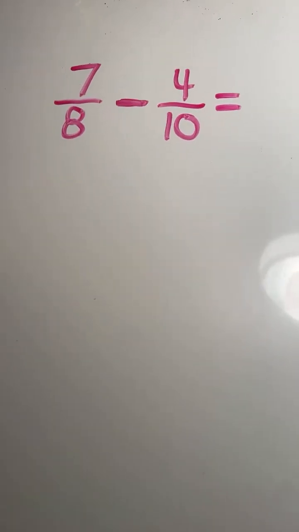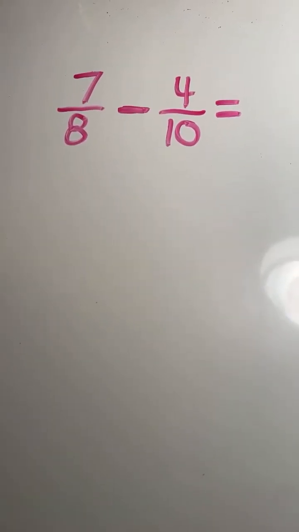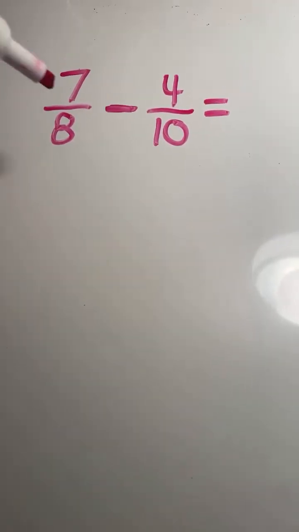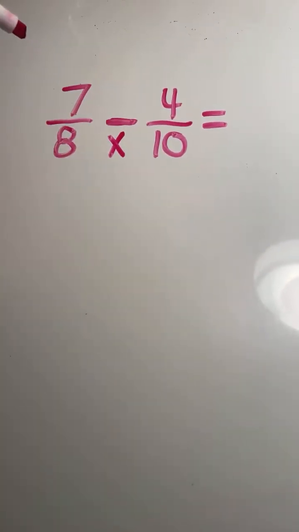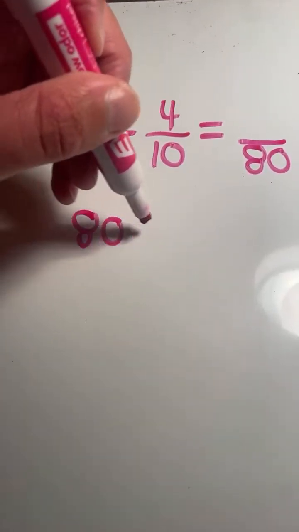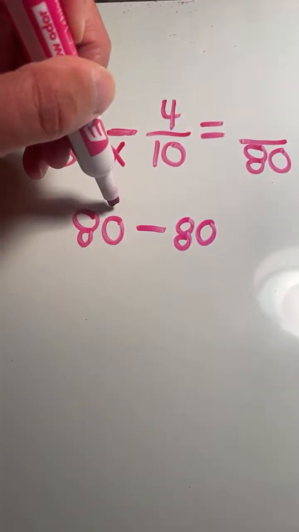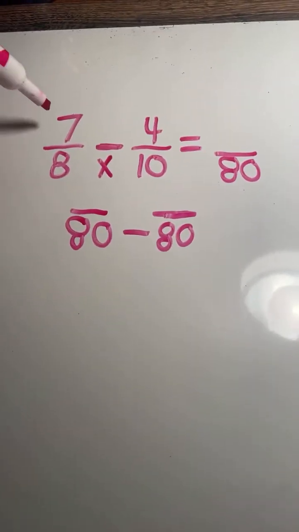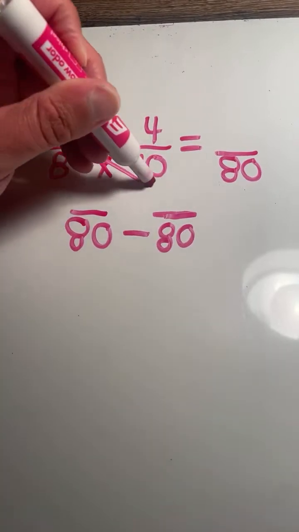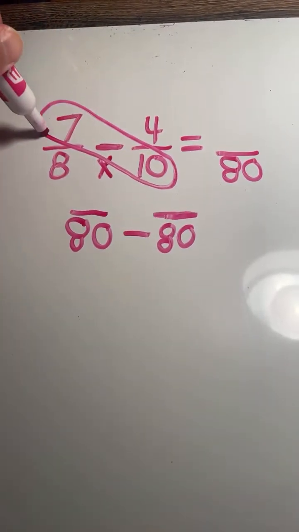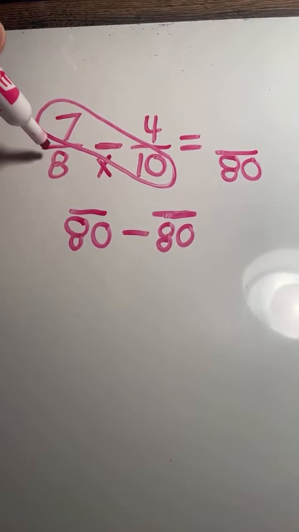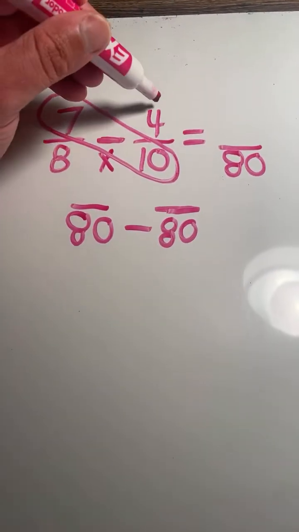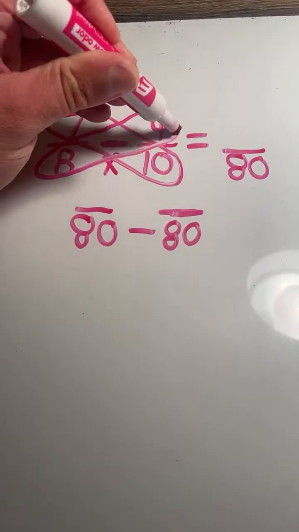Seven eighths minus 4/10. Step 1, we multiply our 2 different denominators to get a common denominator. 8 times 10 equals 80. So 80 is our common denominator for this problem. Step 2, we multiply each numerator times the opposite denominator. The 7 in 7/8, we have to multiply that times 10. The 4 in 4/10, we have to multiply that times 8.